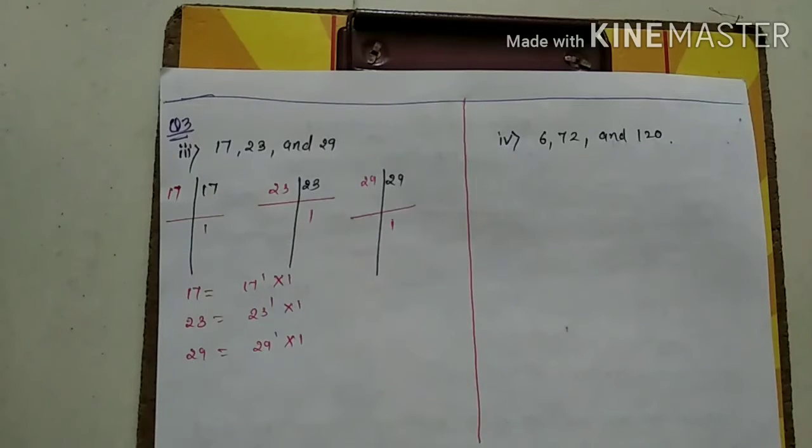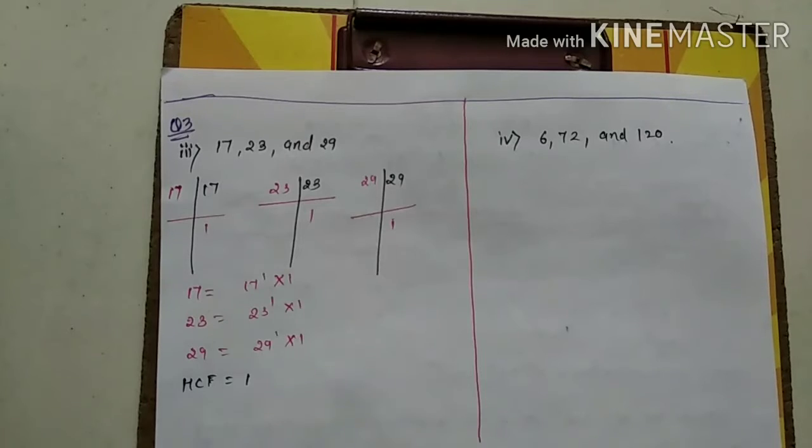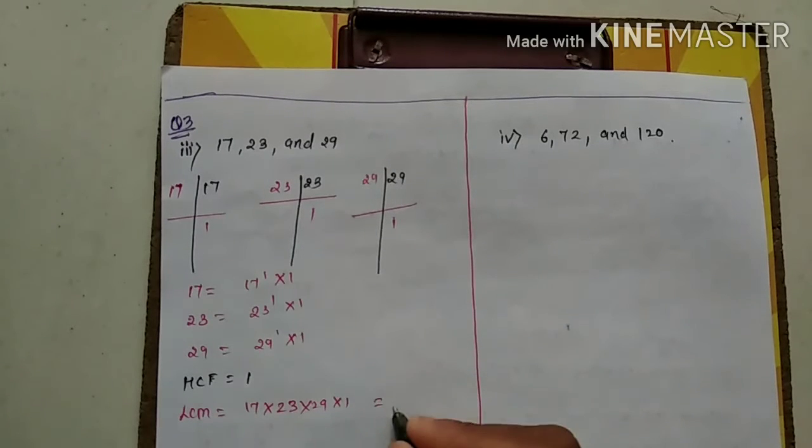So my HCF will be what? 1. Correct. And my LCM will be what? Very easy. 17 into 23 into 29 into 1. Multiply. What are you getting? Okay, I am writing the answer.